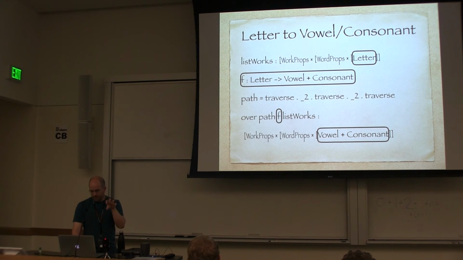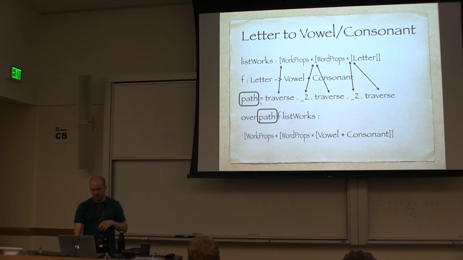And so I can focus on that function and use this path, which is like a composite, right? I traverse over this list, I take the second thing in this pair, I traverse over the inner list, and I focus on the second half of that, and I traverse over that, and that gives me the path to the structure that I want to change. Then I can use the lens over, and voila, I just get this as the result.